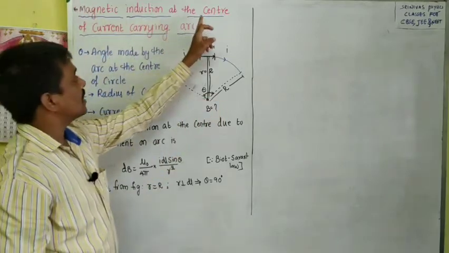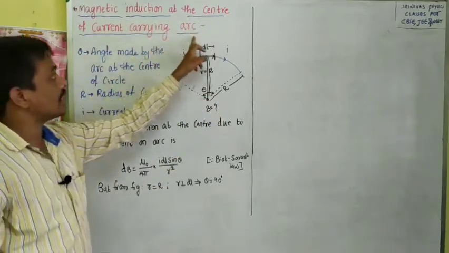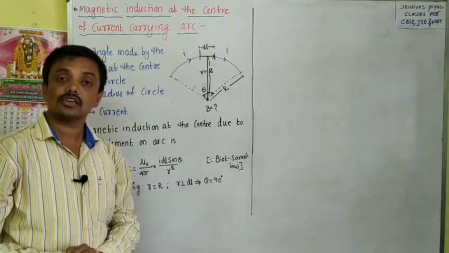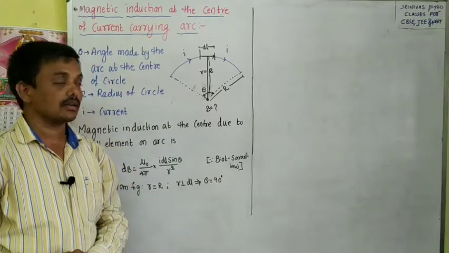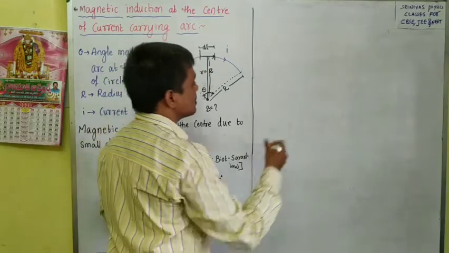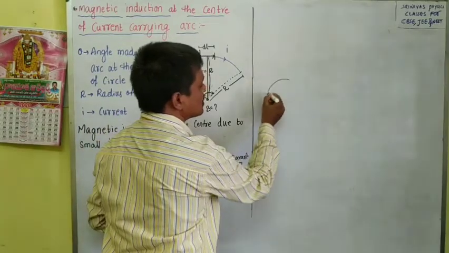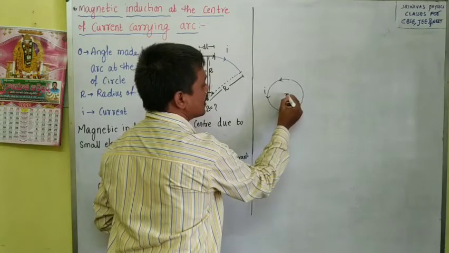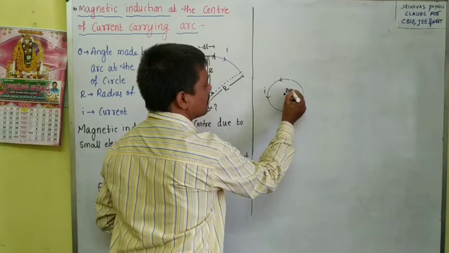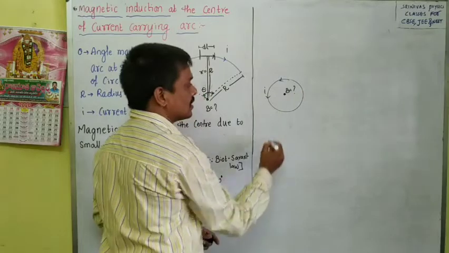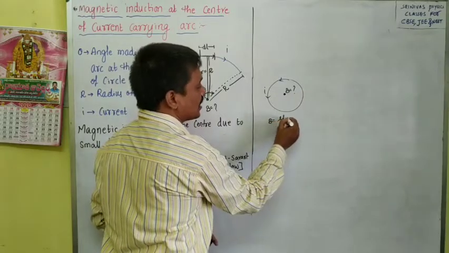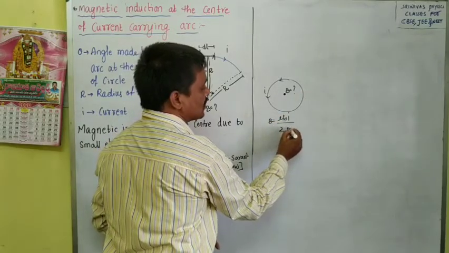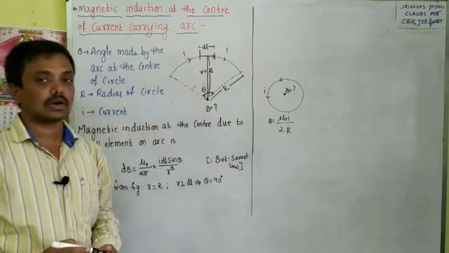Today's topic is magnetic induction at the center of a current carrying arc. This is also an application of the Biot-Savart law. Previously, we discussed a current carrying loop. At the center of the current carrying loop, we found the magnetic induction to be mu naught I by 2R. We derived this based on the Biot-Savart law.